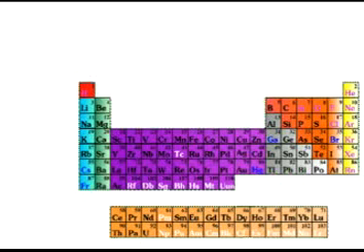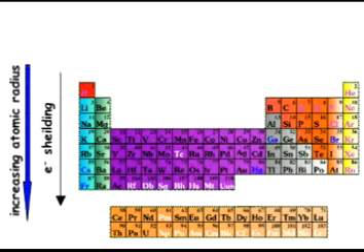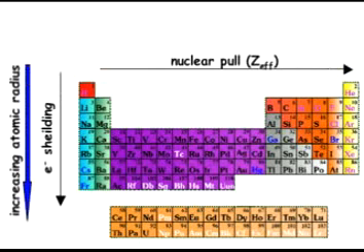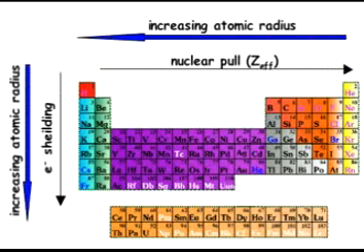So what have we learned from this pre-lecture? We've noticed that increasing electron shielding occurs as we go down the periodic table, and this results in an increasing atomic radius. The nuclear pull, or the effective nuclear charge, increases as we go from left to right. This means that the atomic radius must increase as we go from right to left in the periodic table.